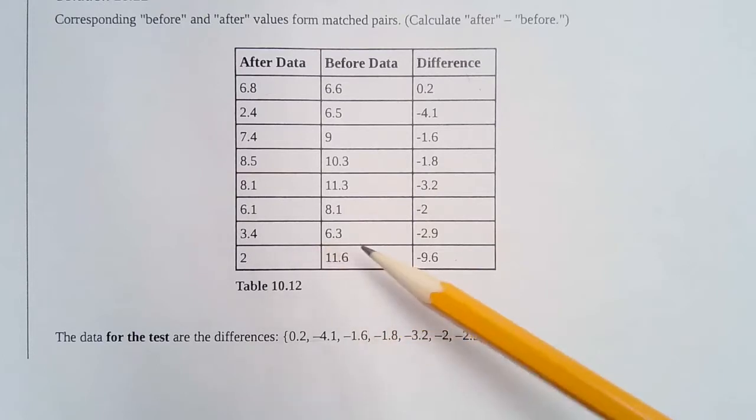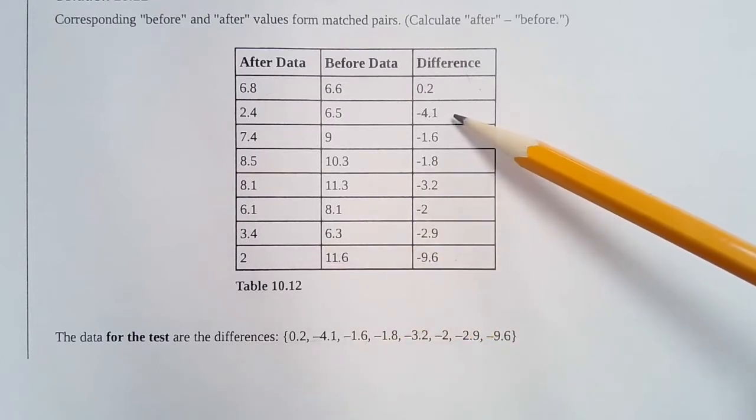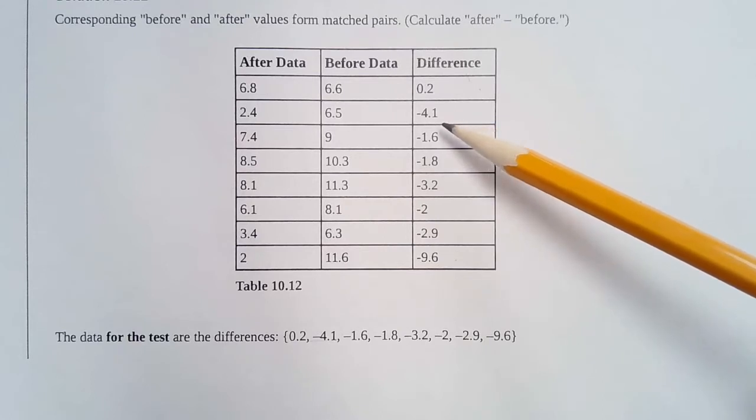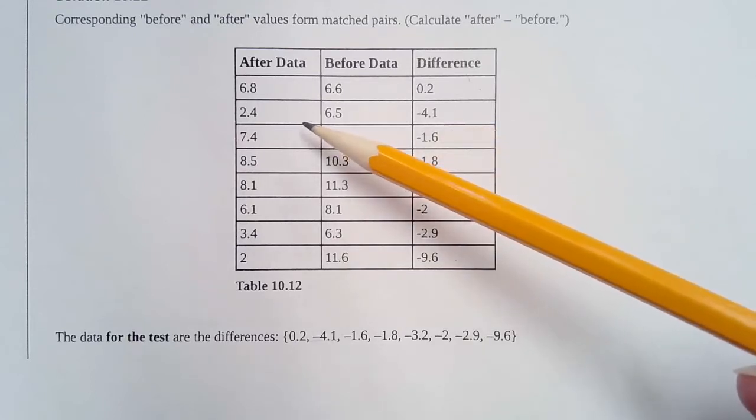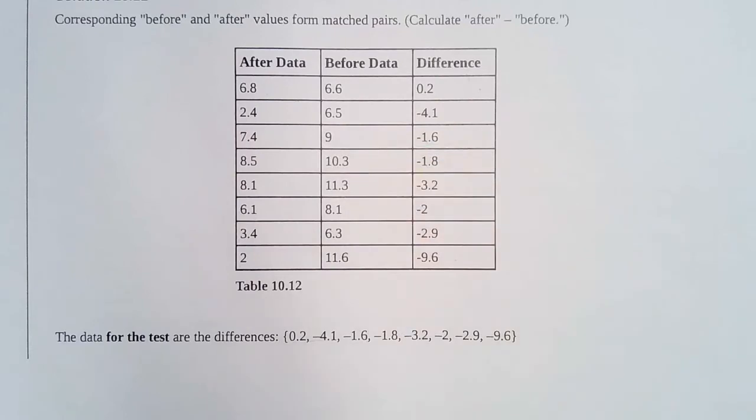If they're negative, that means that the hypnosis decreased the level of pain. If they're positive, that means it increased the level of pain. So you do the after minus the before to get our differences.